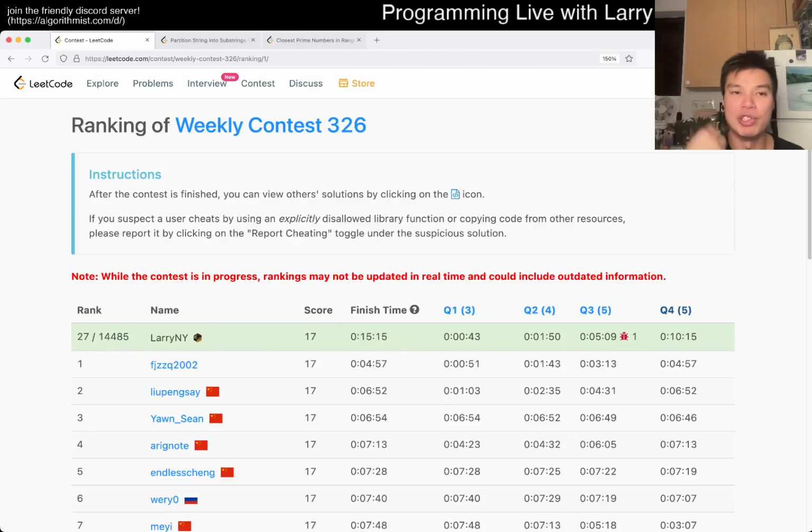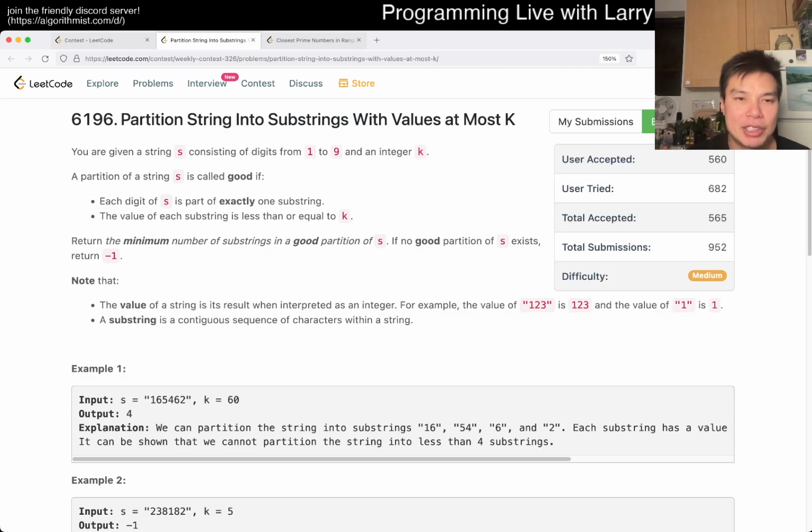This is me going with Q3 of the weekly contest 326. Partition string into substrings with values at most k.